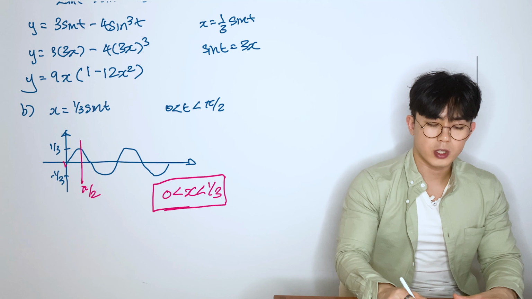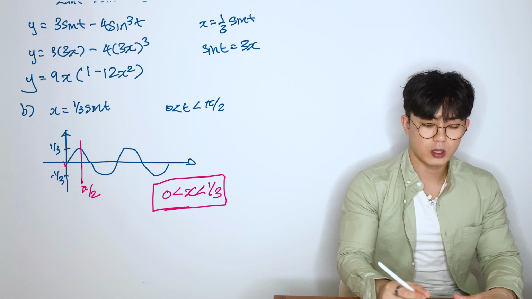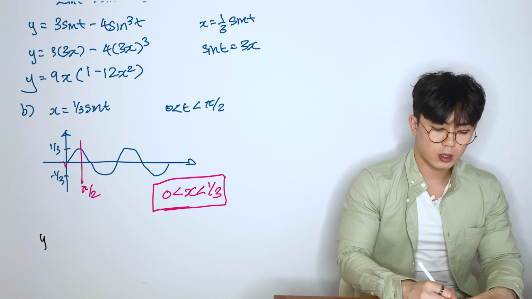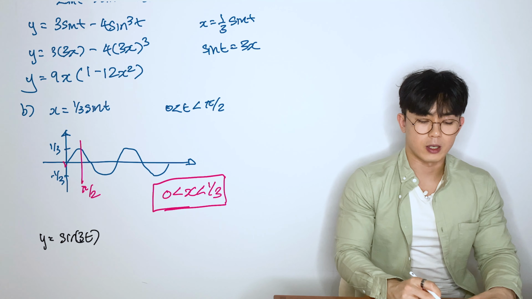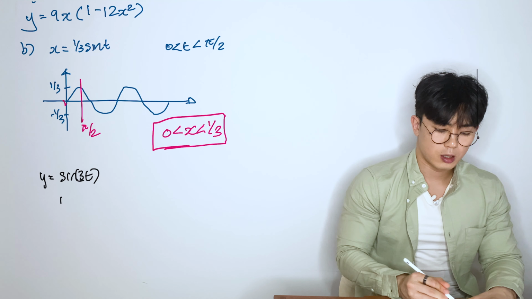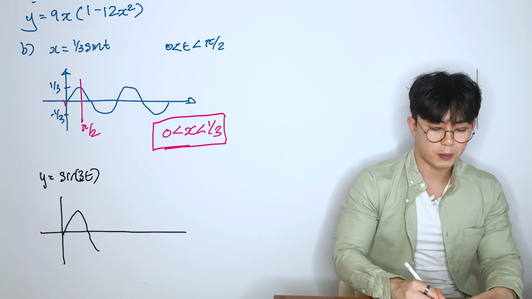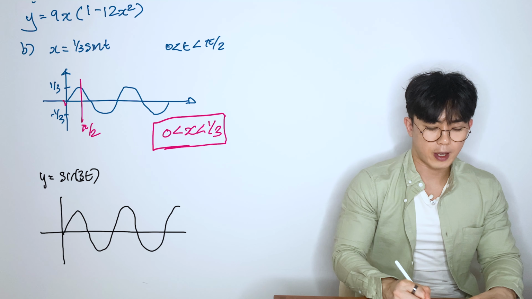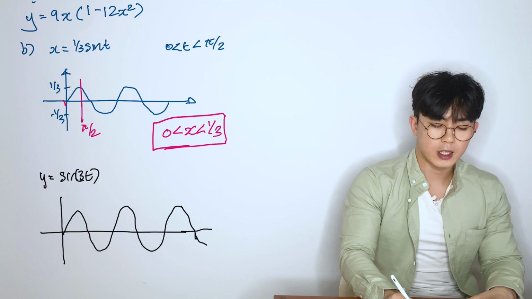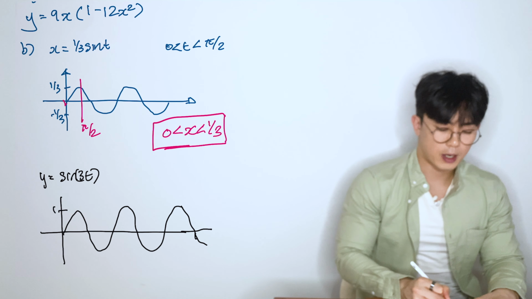Right, for the range, we just have to use the y parametric equation. So y was equal to sine 3t. And we just have to sketch this one now as well, just to visualize it. So sine 3t, meaning that it's going to just get shrunk by a factor of 3 in the x direction. And this is going to be still 1 and minus 1.